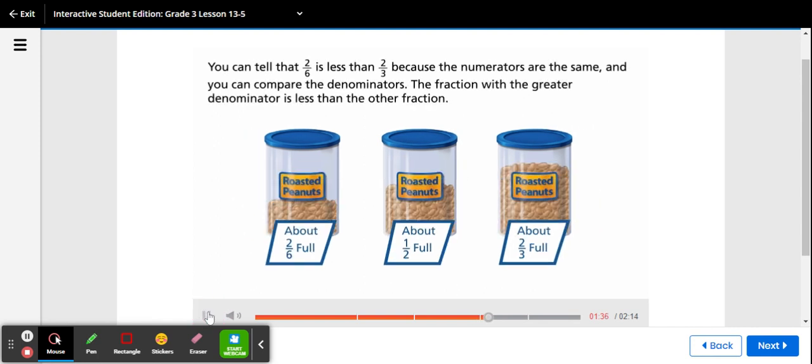You can tell that 2/6 is less than 2/3 because the numerators are the same and you can compare the denominators. The fraction with the greater denominator is less than the other fraction.